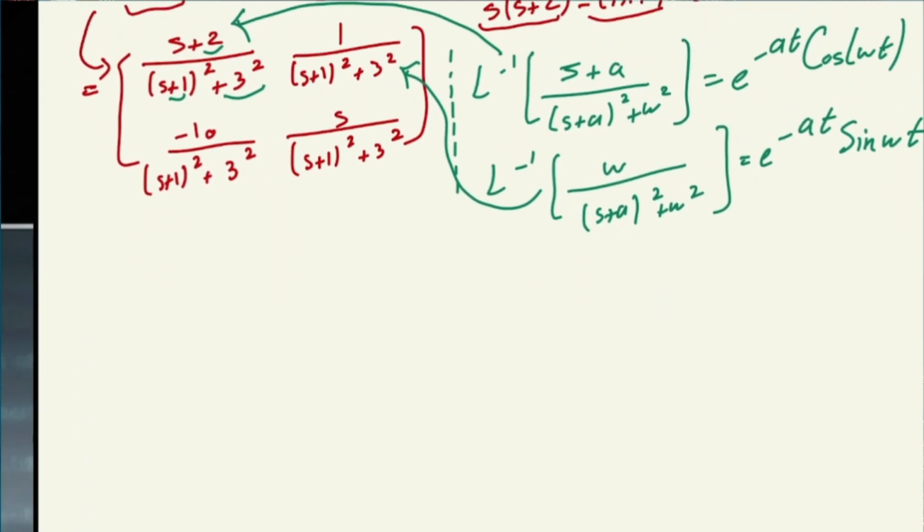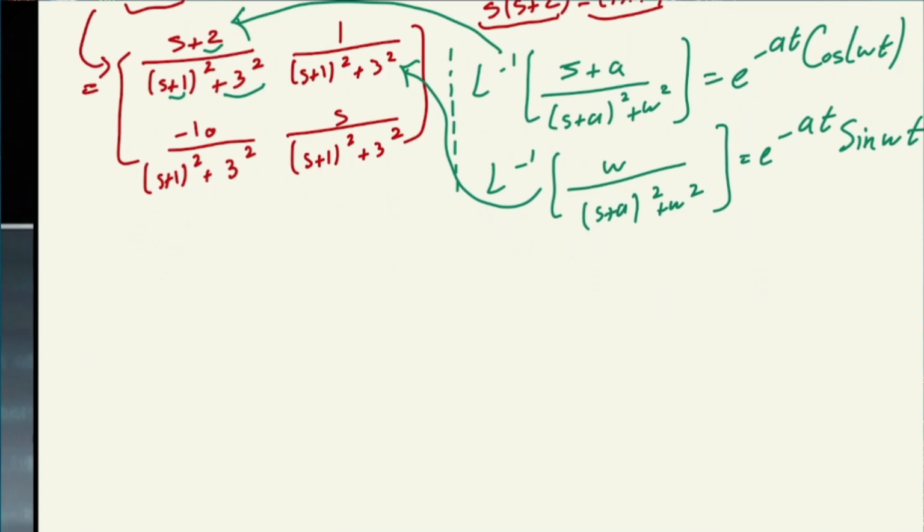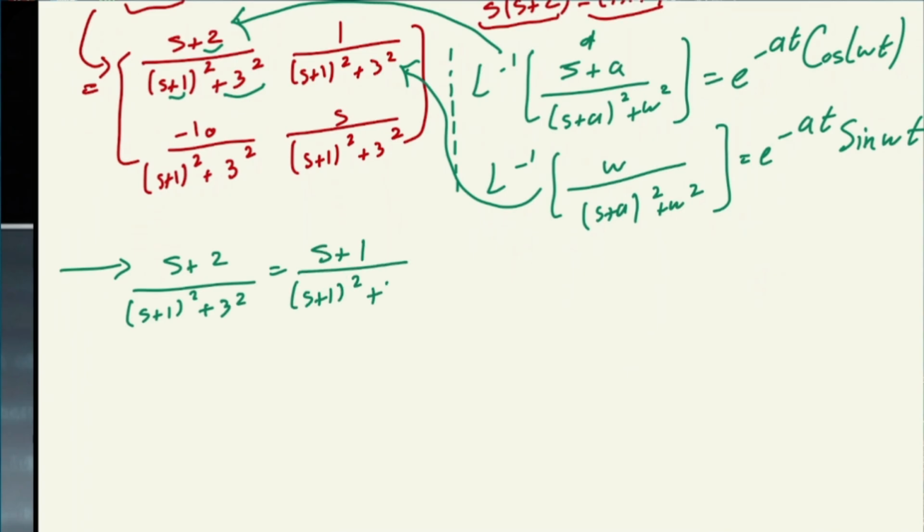So for the top left, the very first one, we had (s plus 2) divided by ((s plus 1) to the power 2 plus 3 to the power 2). In order to make it something like this, because I can see the top left is very similar to that, I would say that (s plus 2) divided by ((s plus 1)^2 plus 3^2) equals what? (s plus 1) divided by ((s plus 1) to the power of 2 plus 3 to the power of 2).